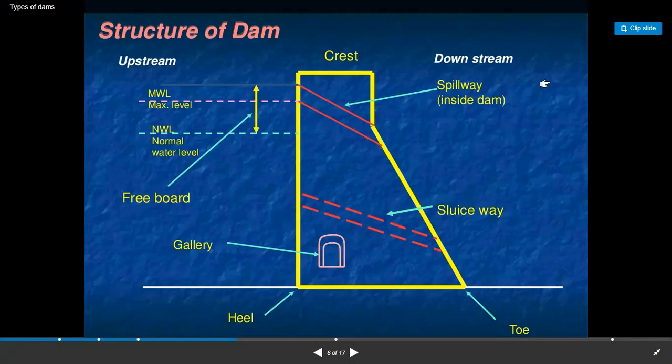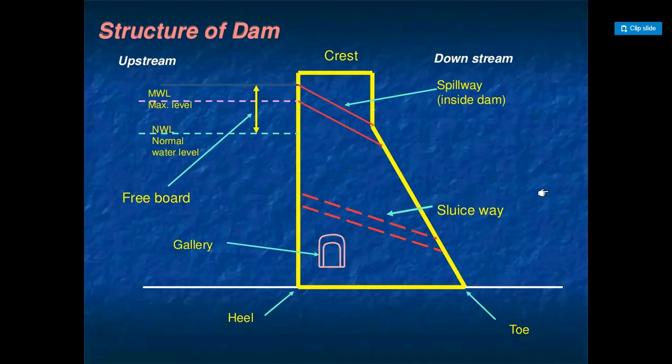This is the crest. This is the downstream. This is the upstream. MWL, the maximum water level. NWL, normal water level. Freeboard. Gallery. So I will explain these terms.